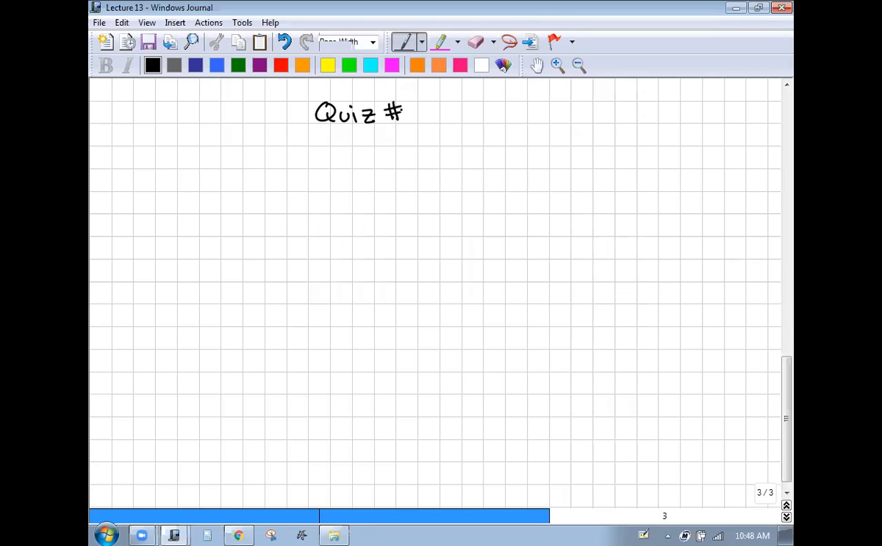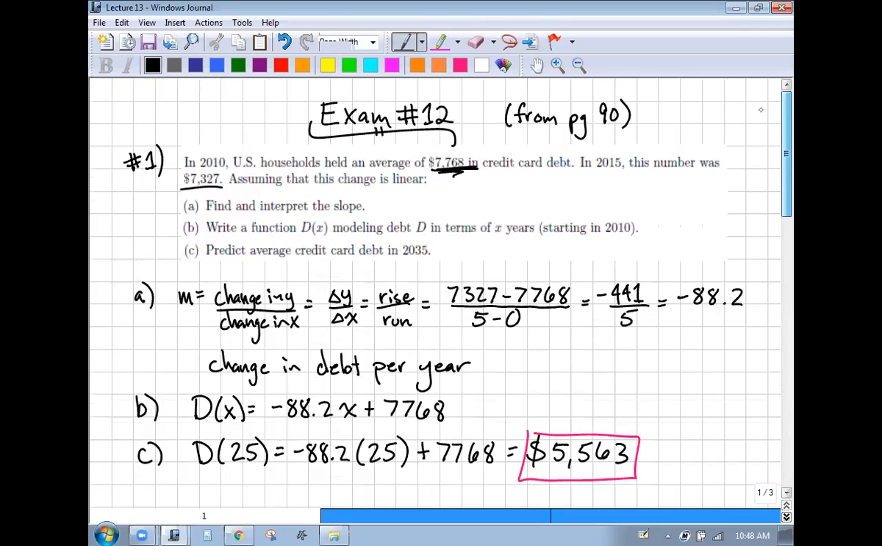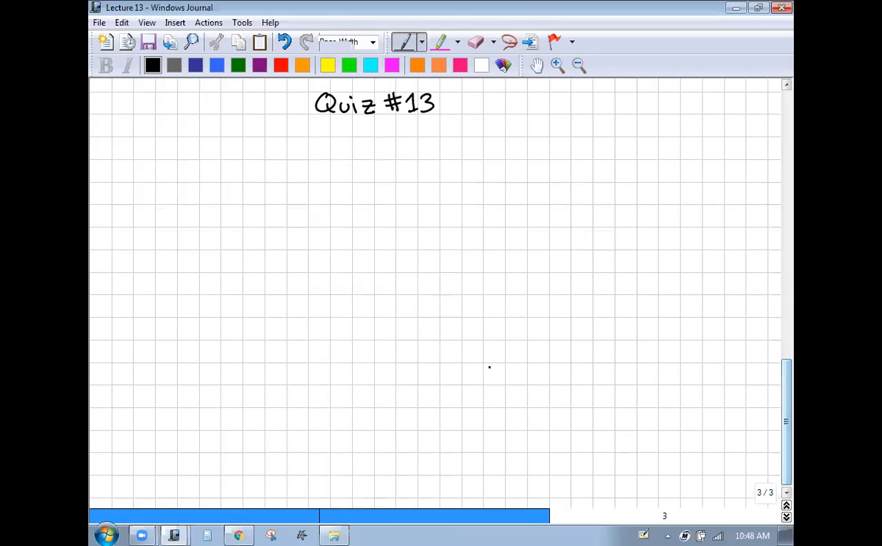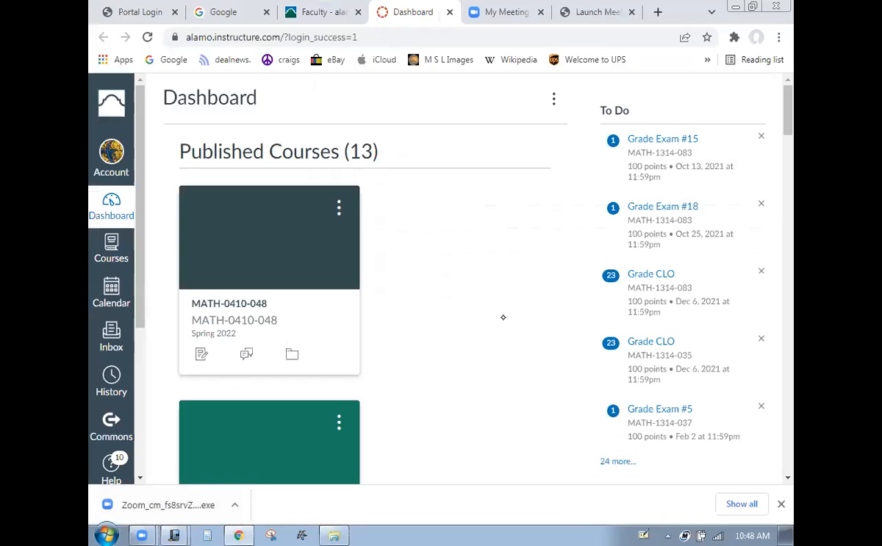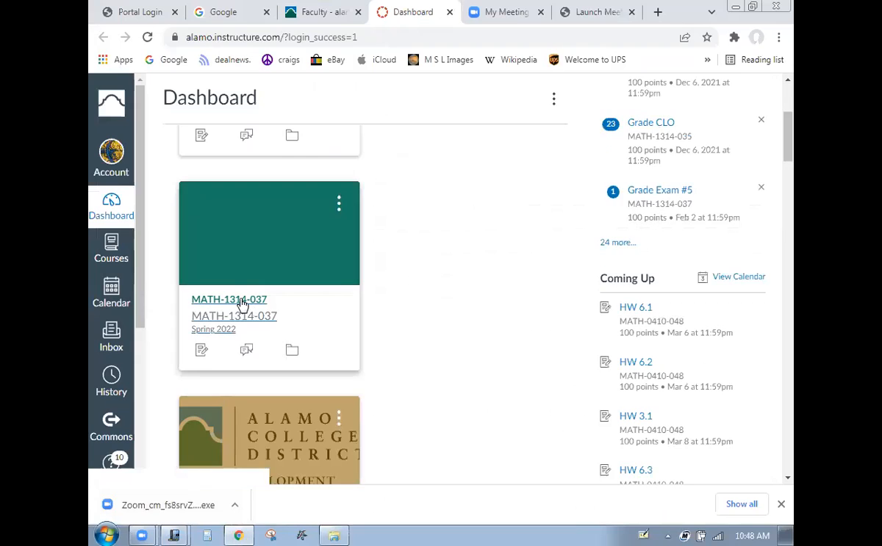What is this, number 13? Quiz number 13? This was exam 12. Yeah, we have quiz number 13. Before I forget, I had better make the little place where you can upload your answers.